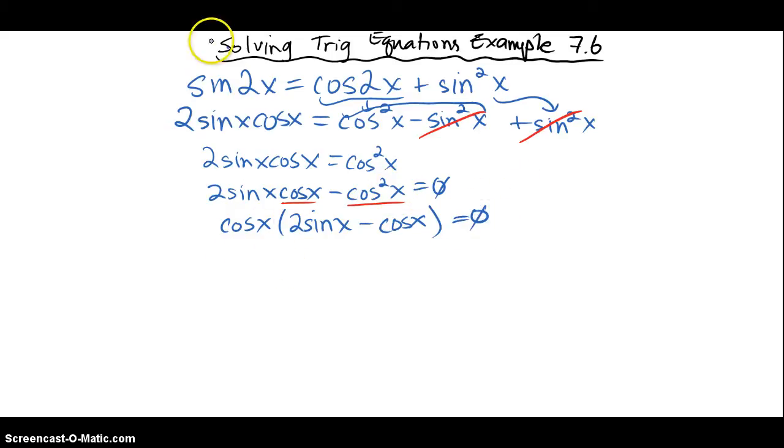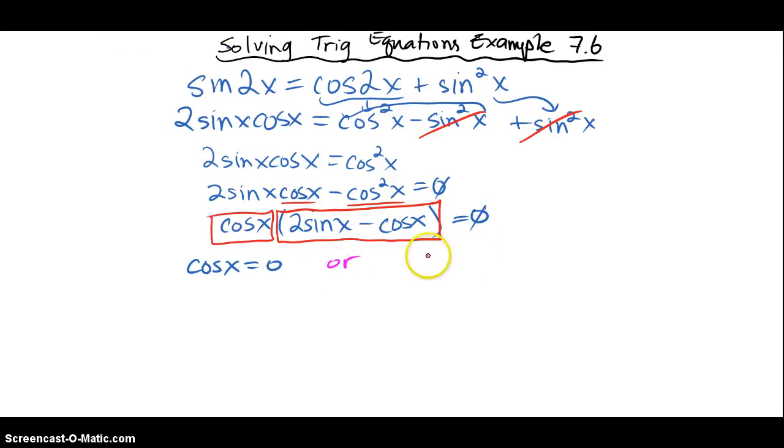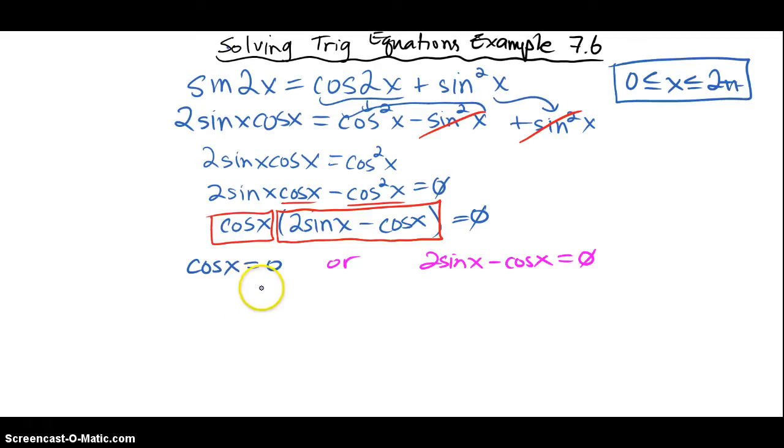Okay, so that means that either this has to be equal to 0 or this has to be equal to 0, as if we are factoring. So cos of x equals 0, or 2 sine x minus cos x equals 0. So we have these two equations to solve. By the way, I didn't write down the domain here, so let's say 0 is less than or equal to x, which is less than or equal to 2 pi. That's the domain we're going to solve over.